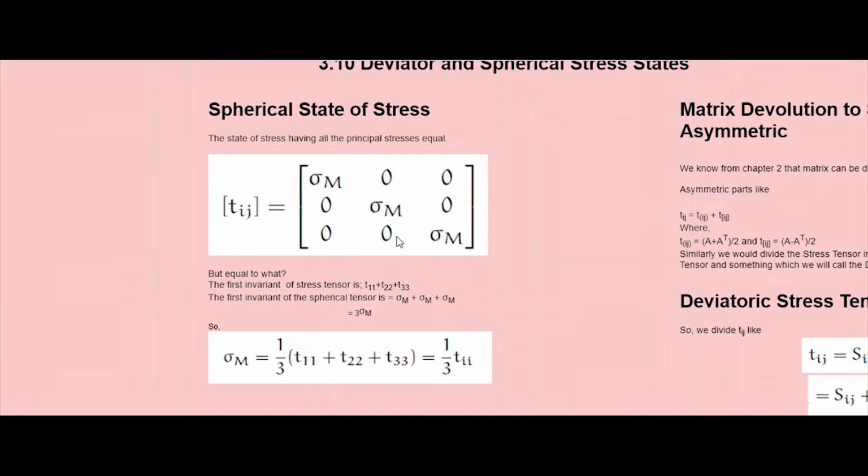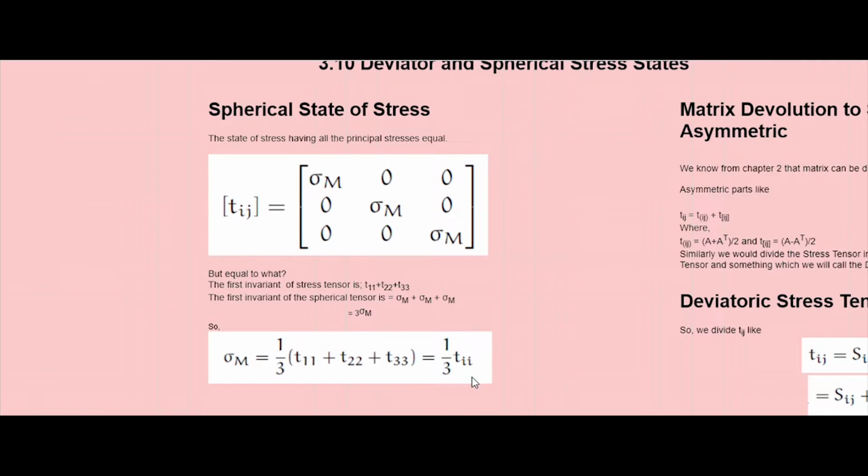The principal value is called sigma m, where m stands for mean. But what is this mean of? What would this sigma m be equal to? Let us consider the actual stress tensor Tij. Its first invariant is given by Tii, or T11 plus T22 plus T33. The mean of these three values is the value of sigma m.